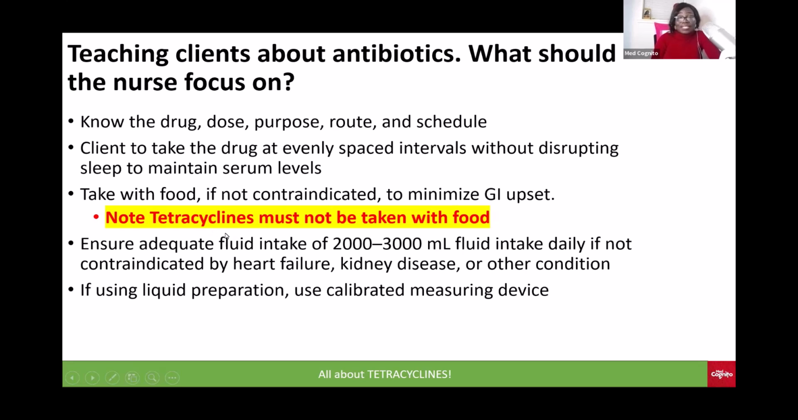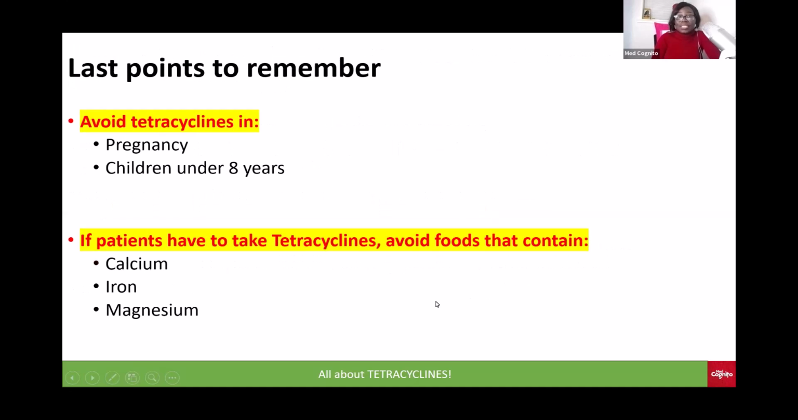But we have to discuss that for tetracyclines, they must not be taken with food. And we should ensure that there's adequate fluid intake, 2,000 to 3,000 ml fluid intake daily. If it's not contraindicated, if the client doesn't have any fluid overload, heart failure, kidney disease, or any other condition, adequate hydration is relevant. And if we are using the liquid preparation of the antibiotic, use the calibrated measuring device. So these are important key points.